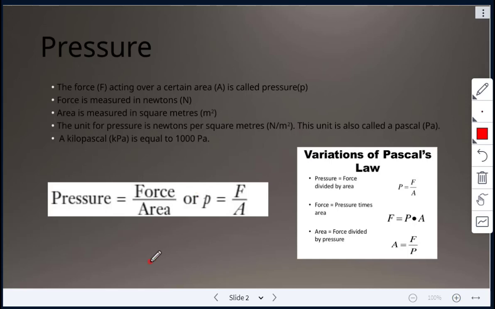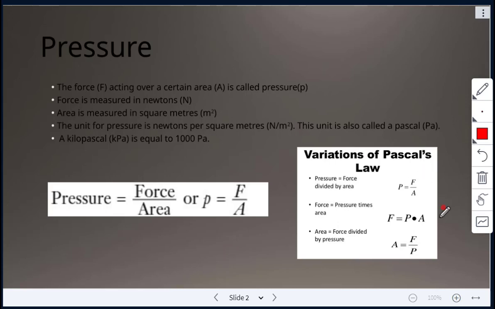Force is measured in newtons, area is measured in meters squared, and the unit for pressure becomes newtons per meter squared, but that unit is also called pascals. So 1 kilopascal is equal to 1,000 pascals. So this is our formula for pressure. Pressure is equal to force divided by area.